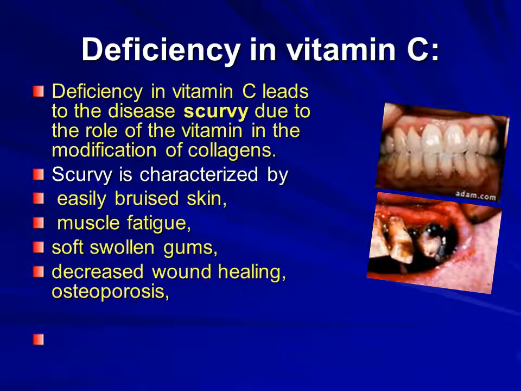Deficiency in vitamin C leads to a disease called scurvy due to the role of the vitamin in the modification of collagen. So deficiency of vitamin C leads to scurvy, because vitamin C plays a role in the modification and synthesis of collagen. This collagen, as we said, enters the skin, the serum, the bone and so on. Scurvy is characterized by easily bruised skin, muscle fatigue, soft swollen gums, decreased wound healing and osteoporosis. And this picture shows a patient with scurvy.